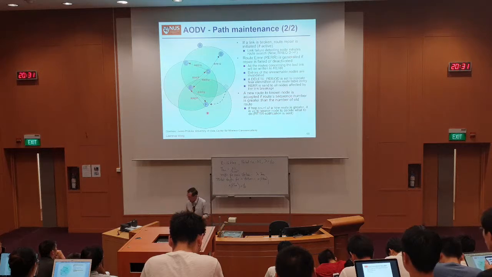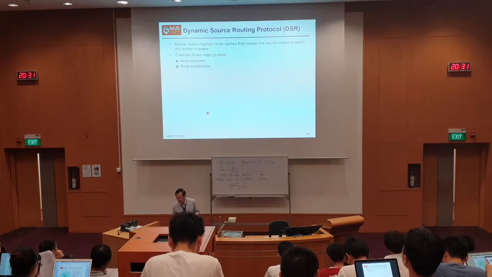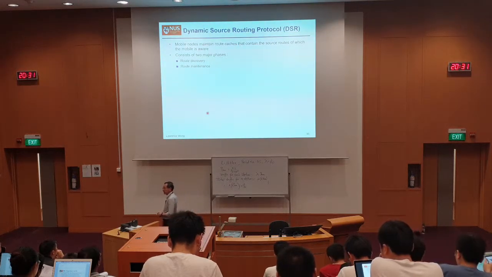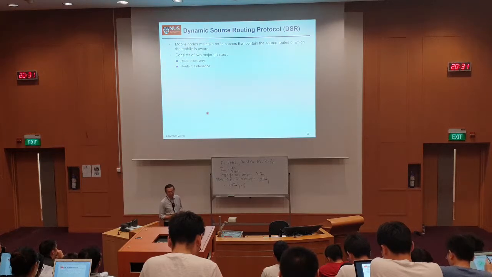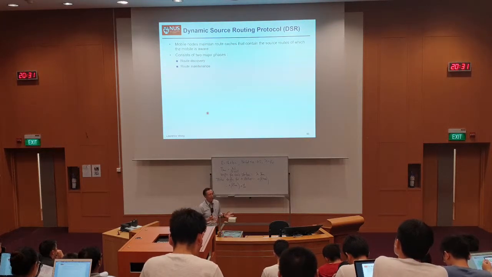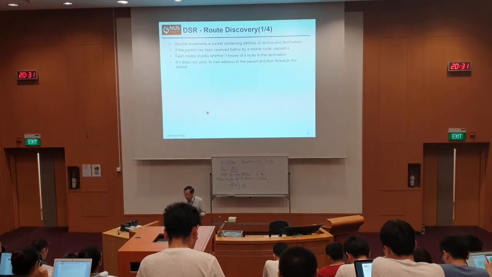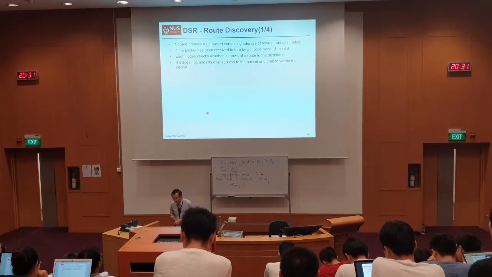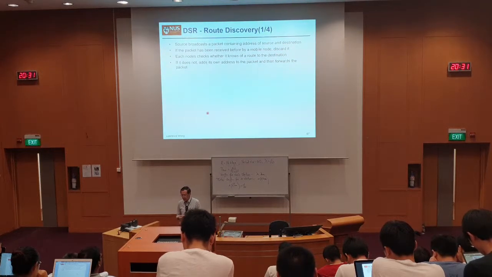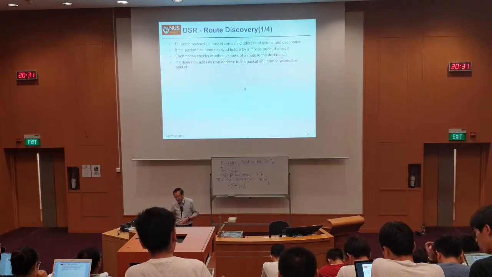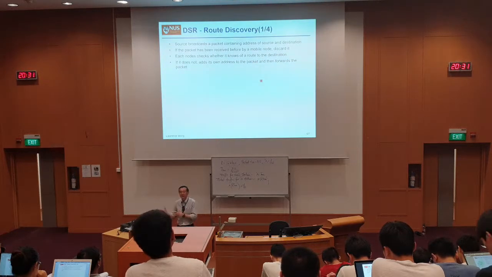All right, then let's go to DSR. Now DSR has a similar mechanism. It also has the route discovery approach, slightly different though, and also route maintenance. Again, the source will broadcast a packet containing the address of the source and the destination. If the packet has been received before by a node, it will discard it. Each node checks whether it knows a route to the destination. If it does not, it adds its own address to the packet and then forwards it on.